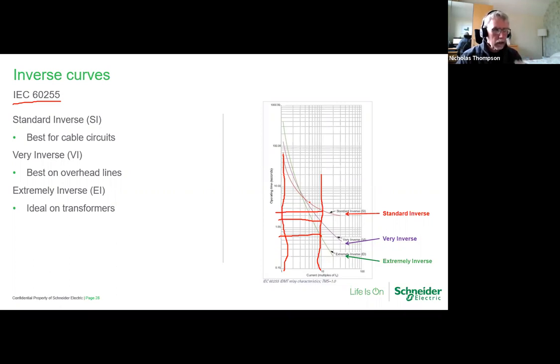And what's happening inside between those contacts is a lot of energy, particularly under fault conditions. So what you don't appreciate, you're striking an arc inside that tank, and how you dissipate that arc between the contacts is key to interrupting the circuit within the time you want. Okay, so that's inverse curves.